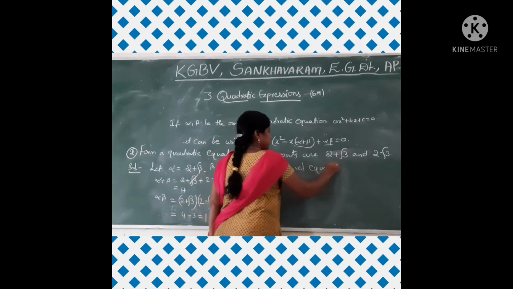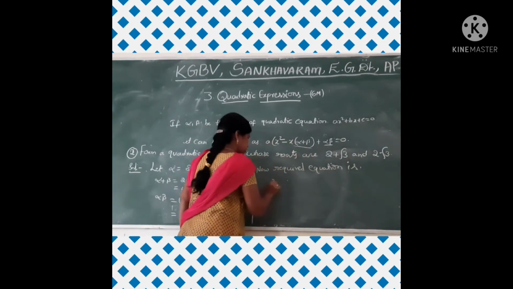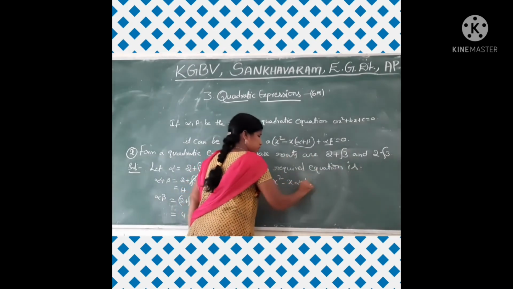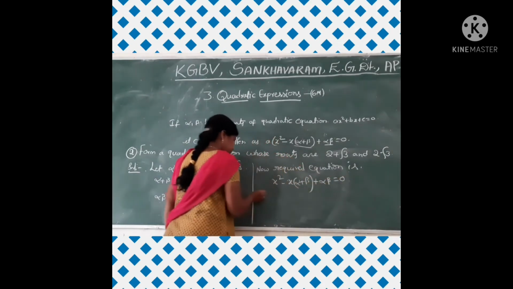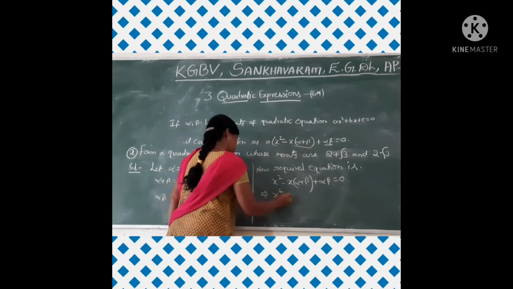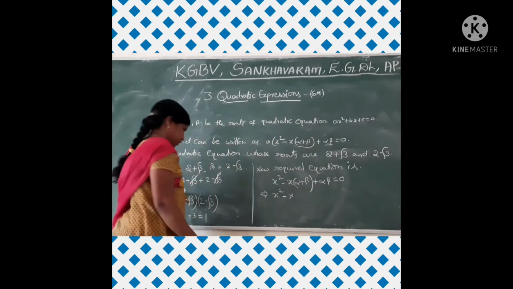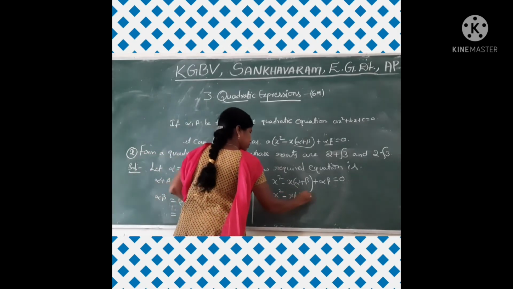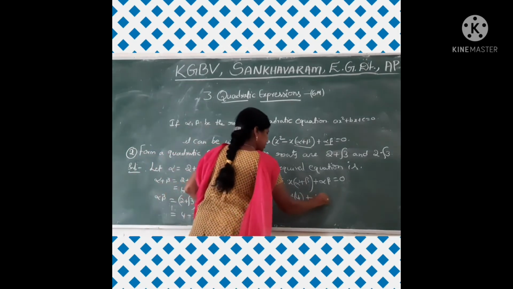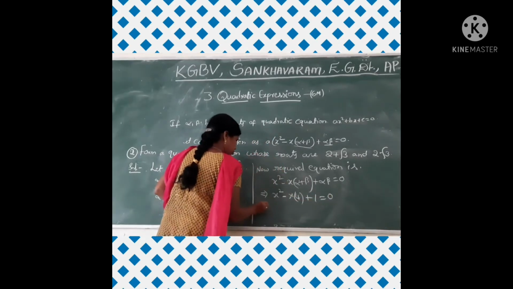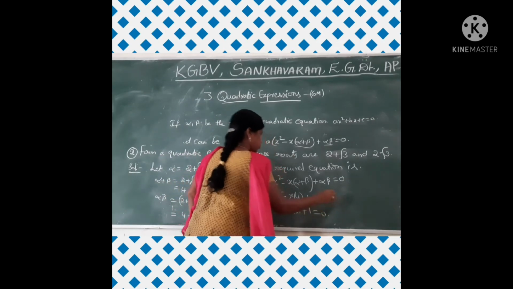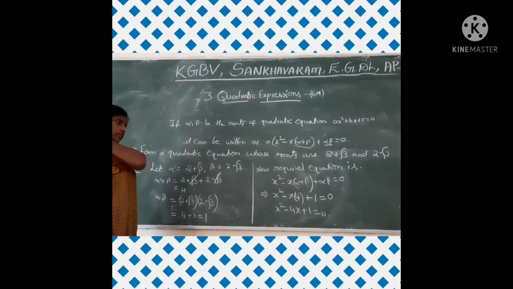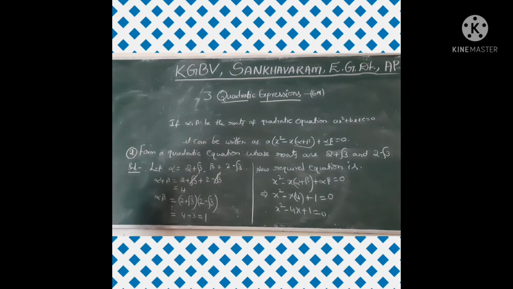Now the required equation is x square minus x into alpha plus beta, plus alpha beta, is equal to 0. Here alpha plus beta we get 4, plus alpha beta is 1, equal to 0. Therefore x square minus 4x plus 1 is equal to 0. Okay. Next, we will learn the next solved problem.